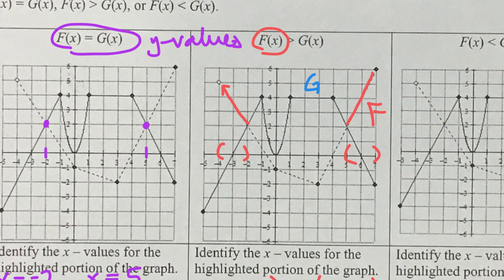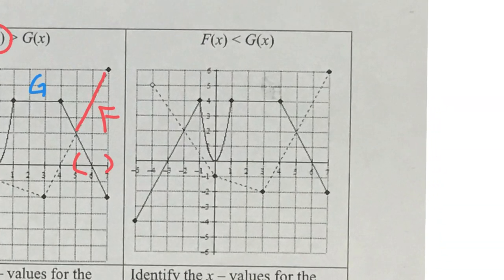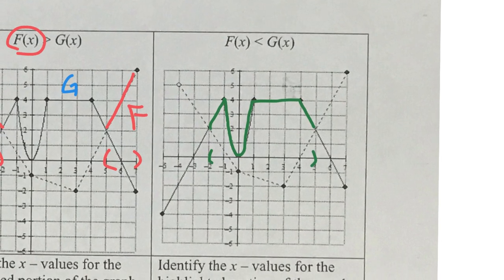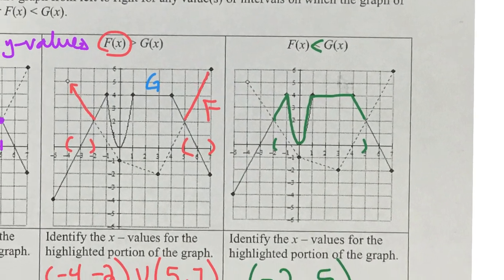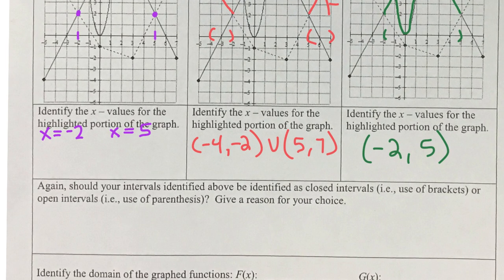And then our third one is where the g values are greater than the f values. So here are the places where the g graph is bigger than the f graph, from -2 to 5. That is the interval where f is less than g, or g is greater than f, depending on how you want to say it. Okay, so intervals where one y value is greater than the other y value.